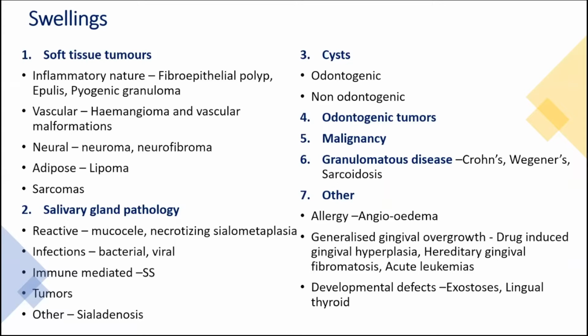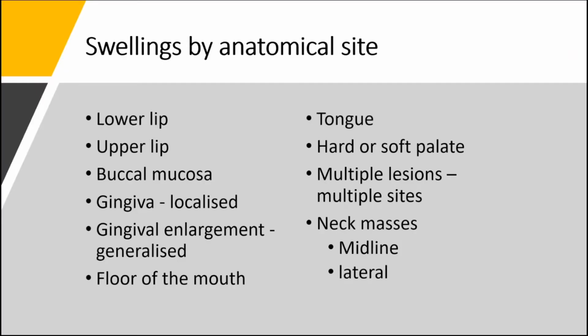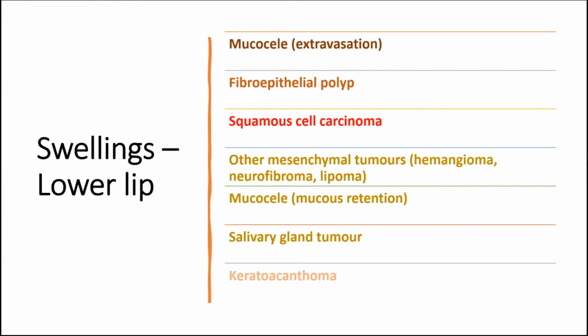But what I have done then is I tried to categorize swellings by anatomical site. So following this categorization: lower lip, upper lip, buccal mucosa, gingiva, localized or generalized, floor of the mouth, tongue, hard or soft palate, and then multiple swellings rather than single, and neck masses. What I'm going to give you is what is the most likely swelling to appear at each site, okay? And then followed by a differential diagnosis. So swelling on the lower lip, the highest chance is that it's a mucocele, all right? We have two types of mucocele, extravasation and mucus retention. It doesn't matter if you don't state them both and you just say mucocele, everybody will be happy with that.